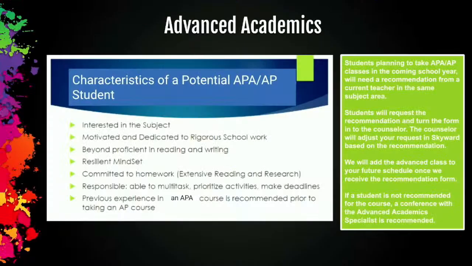So here we get to advanced academics. So let's talk about what characteristics an advanced academic student needs. They need to be interested in the subject. You want to make sure that your student is motivated and dedicated to do the rigorous work. They should be beyond proficient in reading and writing. They should have a resilient mindset.